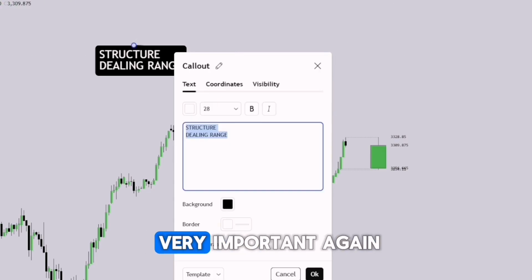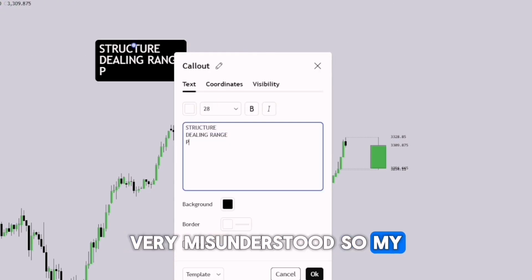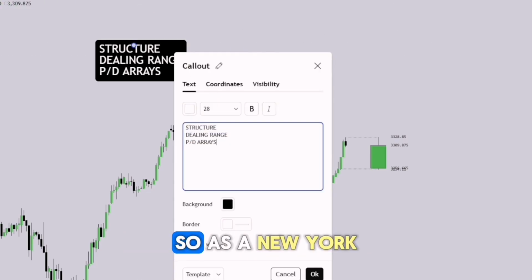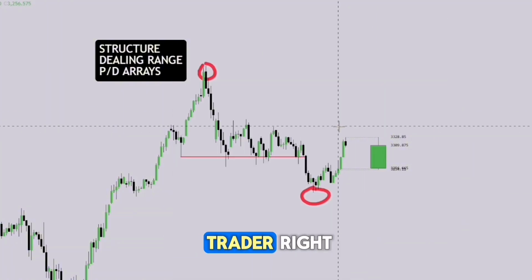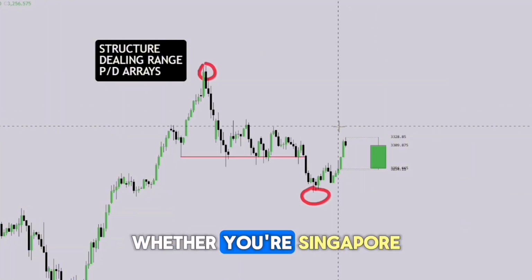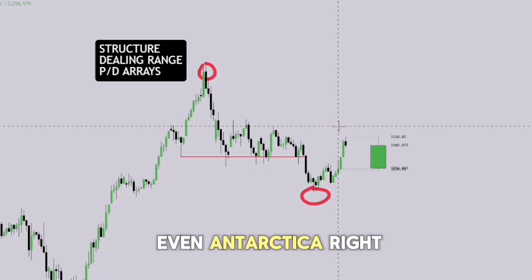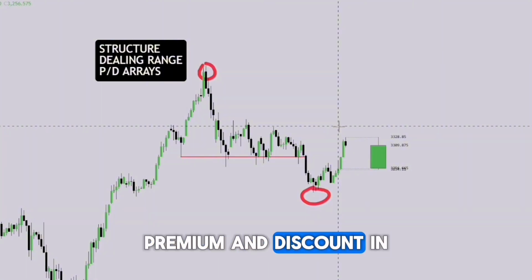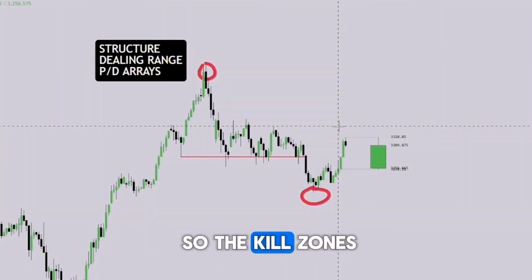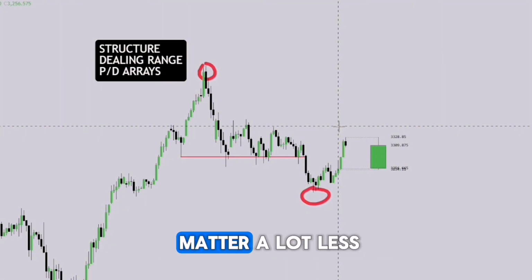Premium and discount is very important, again very misunderstood, so my job is to simplify it for you. As a New York trader, as a London trader, it doesn't matter what session you trade or which part of the world you are, whether you're Singapore, Australia, Canada, New York, even Antarctica. You need to understand that you're trading premium and discount and higher time frame fair value gap. So the kill zones or the time zones matter a lot less.